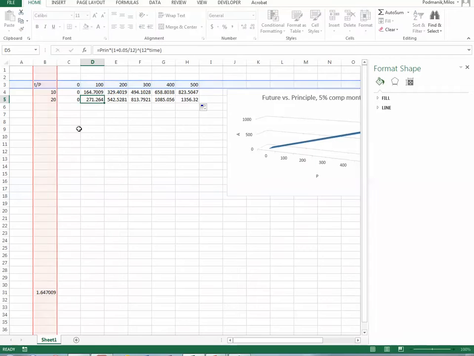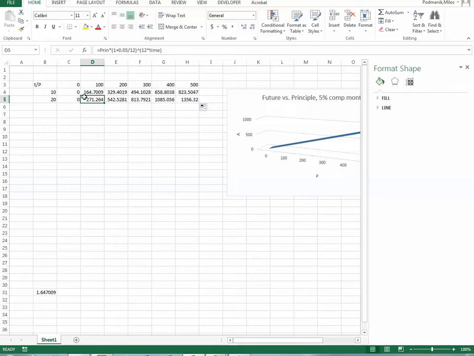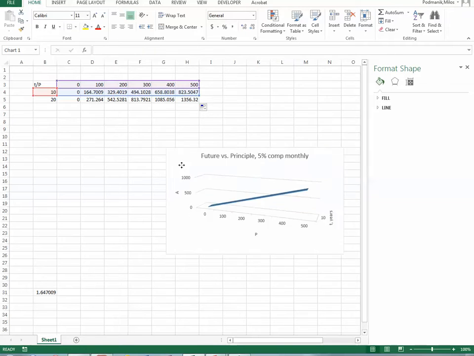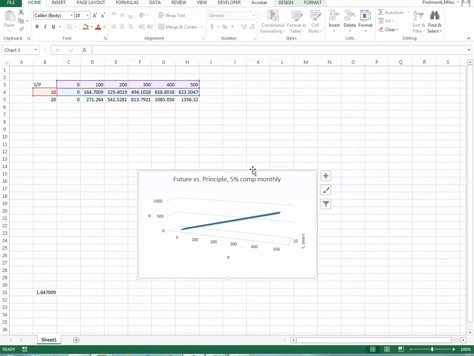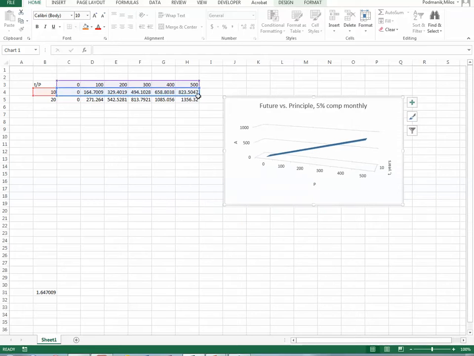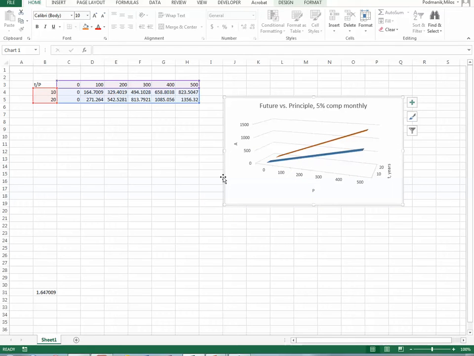Of course, you would expect a lot more money after 20 years. If I invest $100, I'll get $271.26 after 20 years. All the way up to if I invest $500 after 20 years, I will get $1,356. That's total, of course. We're not looking at just the interest. Okay, so now I'm going to expand my graph to show for t equals 20.